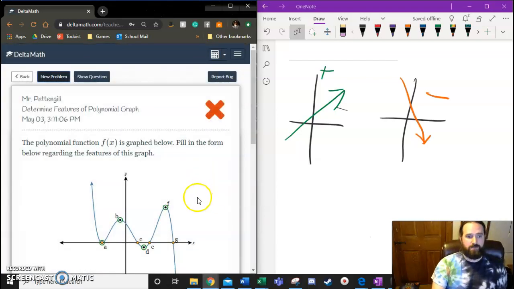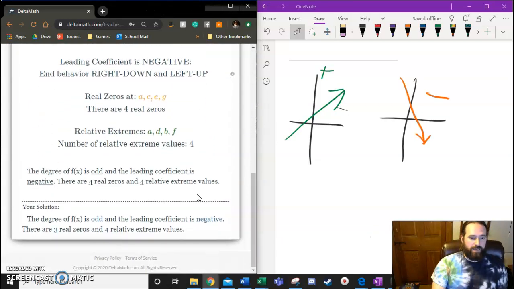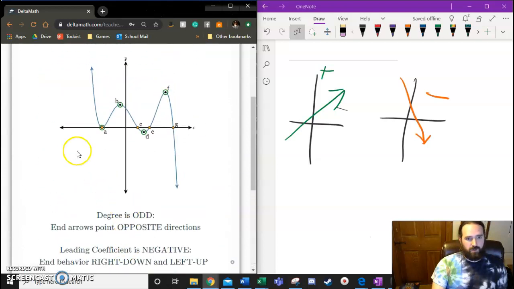So this is my answer. Submit. Yes, I messed up. Oh, I said there were 3 real zeros. I counted the minimum between, I counted point D. I was like, yeah, it's over here. There's that A where it touches. There's over here. That's the second one. And there's G. I just made what you guys will have as a common mistake.